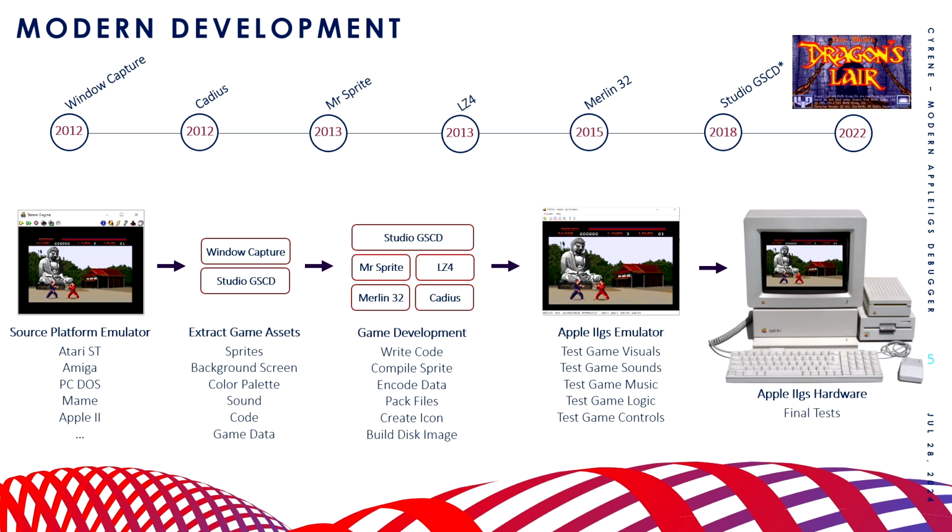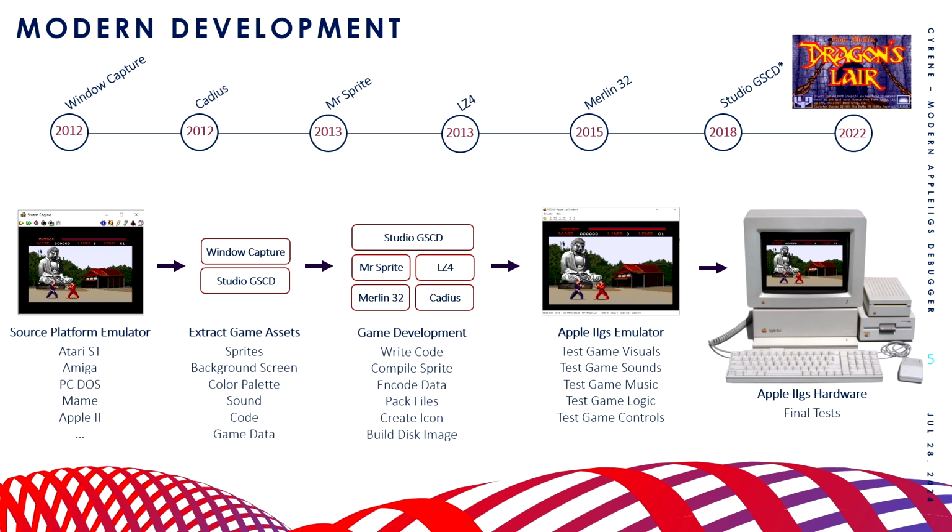2 years later, we provided Merlin 32, which is a modern version of Merlin 16 we were using back in the day on the Apple IIgs. This is a very key asset here because it lets you, on a modern PC, Mac, or Linux, write your code and automatically create the output file by assembling it in 1 second.